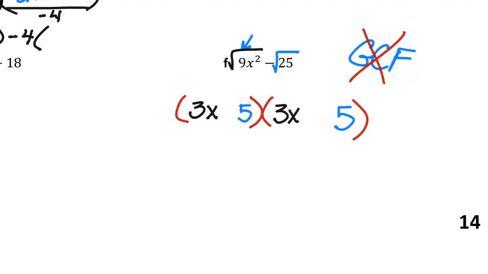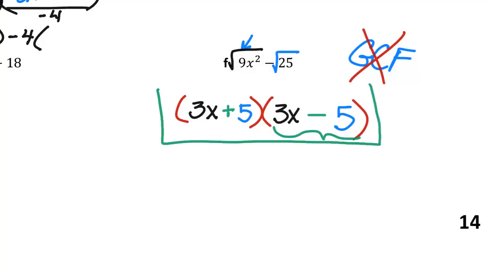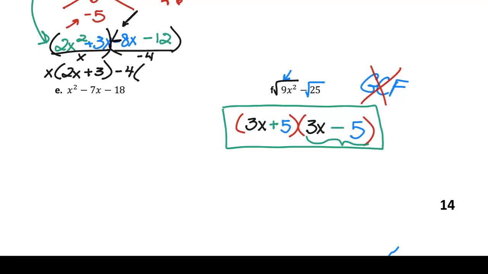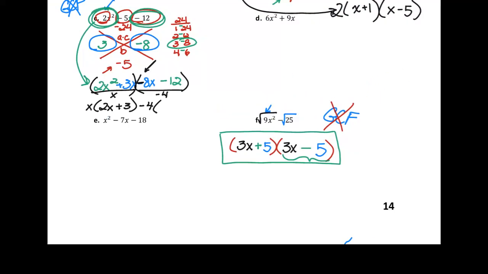You got it right. Put a plus sign, put a minus sign. Make sure this isn't another difference of 2 squares, which it's not. That is your final answer. Okay? Questions on that?